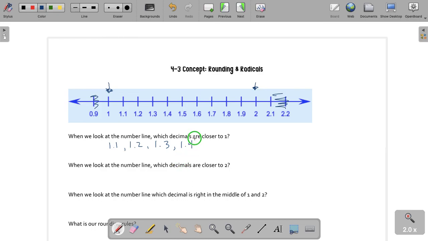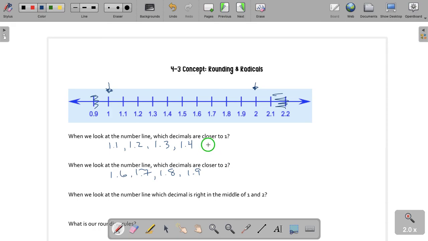And then with that, we're going to look at which decimals are closer to 2. Well again, we're over here, so if you look, it's these that are closer to 2, so 1.6 is closer to 2, 1.7 is closer to 2, 1.8 is closer to 2, and 1.9. So these are closer to 1, these are closer to 2, and then we got this 1.5 here.